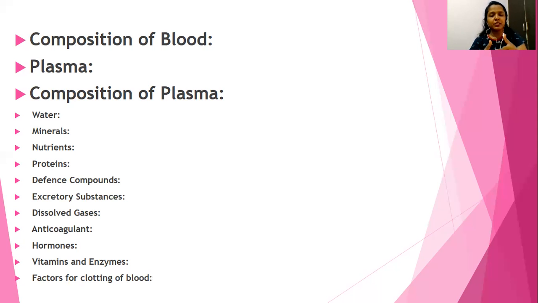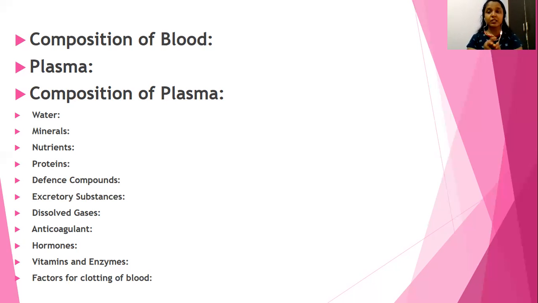And various vitamins and enzymes which are needed by the cells for various purposes will also be circulating in the plasma. And factors for clotting of blood. So I said anticoagulant is there to maintain the blood clotting or the coagulation inside the arteries and veins, whereas the clotting factors are there in order to prevent the blood loss when mishappenings like some wounds or incisions happen to the organism.